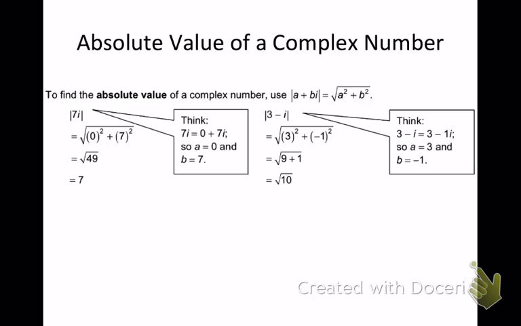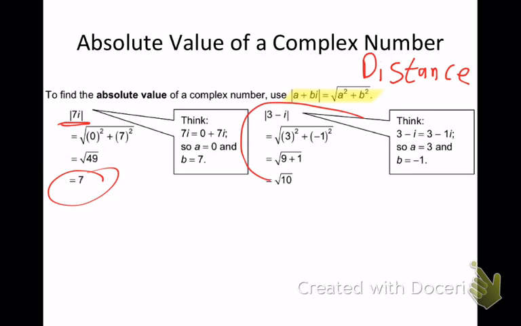To find the absolute value of a complex number, use absolute value of a plus bi equals the square root of a squared plus b squared. And again, why is that? Because we're finding distance. Remember, absolute value is finding distance. So for example here, absolute value of 7i, it's like saying 0 squared plus 7 squared. Square root of 49 gets me 7. Or I can think of a tougher problem over here. 3 minus i, it's like 3 squared plus negative 1 squared. 9 plus 1 gets the square root of 10.